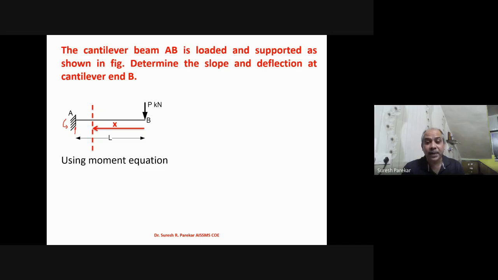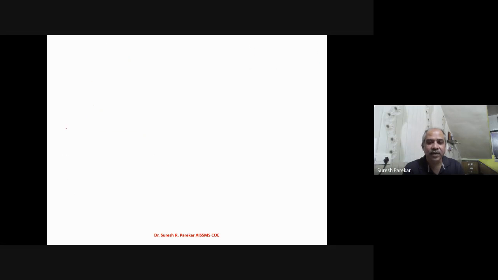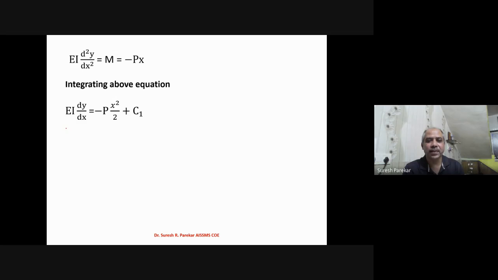But why do I prefer the right? Because if your reaction is wrong, then everything will be wrong. In this case, your reactions are not included in the equation, so it is better from the right side. Then what will be my equation? P into x, with a minus sign because it is clockwise on the right side. Then we have to integrate it. So what will be the integration? Minus Px square by 2 plus C1.